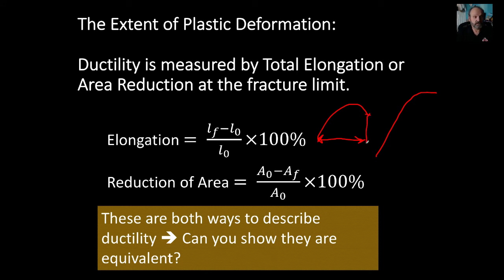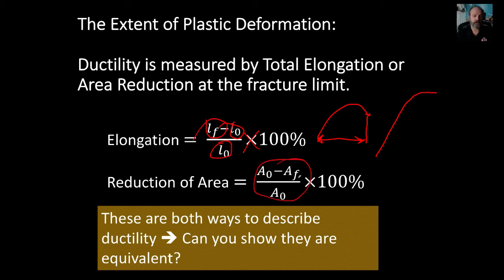So ductility is a unitless number, but it gives you an idea of how much you can stretch something. Okay, so the elongation is the final length, that's when it breaks, minus the initial, divided by the initial length, multiplied by 100%. So the ductility could be 150%, or it could be 50%, or it could be 10%. It just depends on the material. Now, you can also define ductility as the reduction in the area.